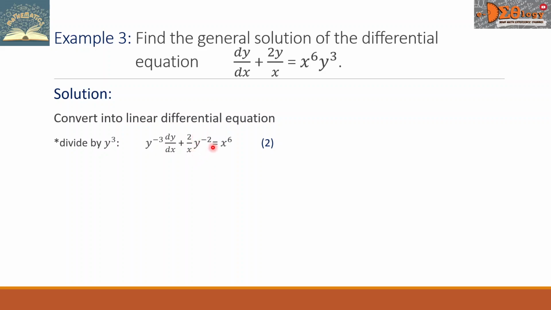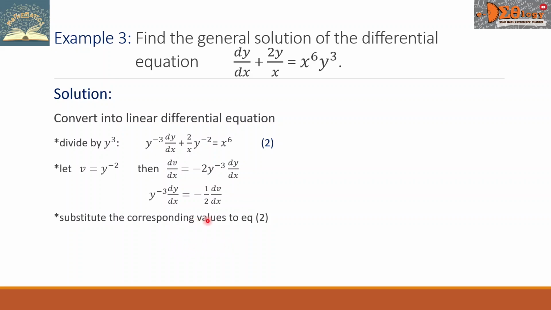Then look at this y raised to negative 2. We're going to let this y raised to negative 2 to be that value v. Let us take derivative of this equation with respect to x. So we have dv over dx equals negative 2 times y raised to negative 3 times dy over dx. Considering the first term of this equation, let us rearrange our equation here. So we have this y raised to negative 3 times dy over dx equals negative 1/2 times dv over dx.